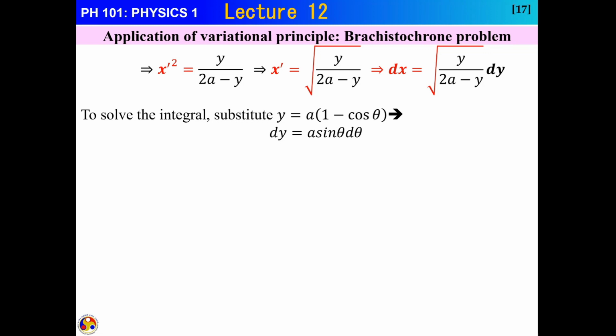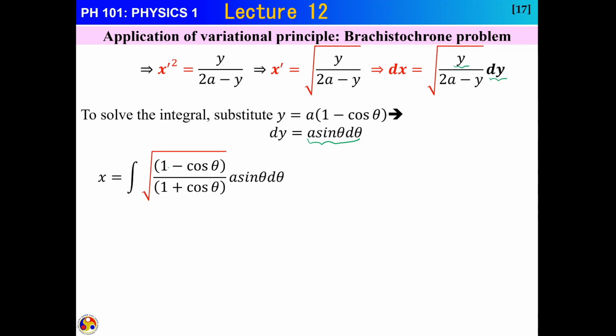In that case, my dy would be, this is a constant, this is a constant. So this will be varying because theta is there. So a sin theta d theta, because the differentiation of cos theta would be minus sin theta. Already minus is there. So a sin theta d theta. Now we can substitute here. So in place of dy, you substitute a sin theta d theta. In place of y, you substitute a into 1 minus cos theta. So let's substitute it.